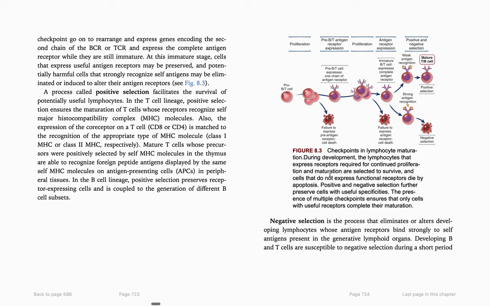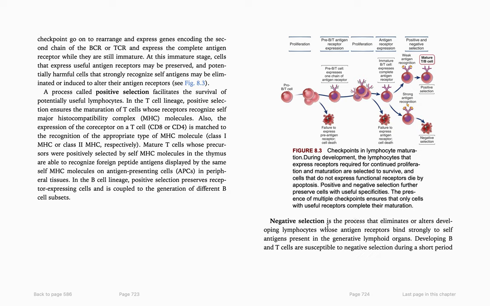Checkpoints in lymphocyte maturation: during development, lymphocytes that express the receptor required for continued proliferation and maturation are selected to survive, and those that do not express a functional receptor die by apoptosis. Positive and negative selection further preserves cells with useful specificities. The presence of multiple checkpoints ensures that only cells with useful receptors complete their maturation.